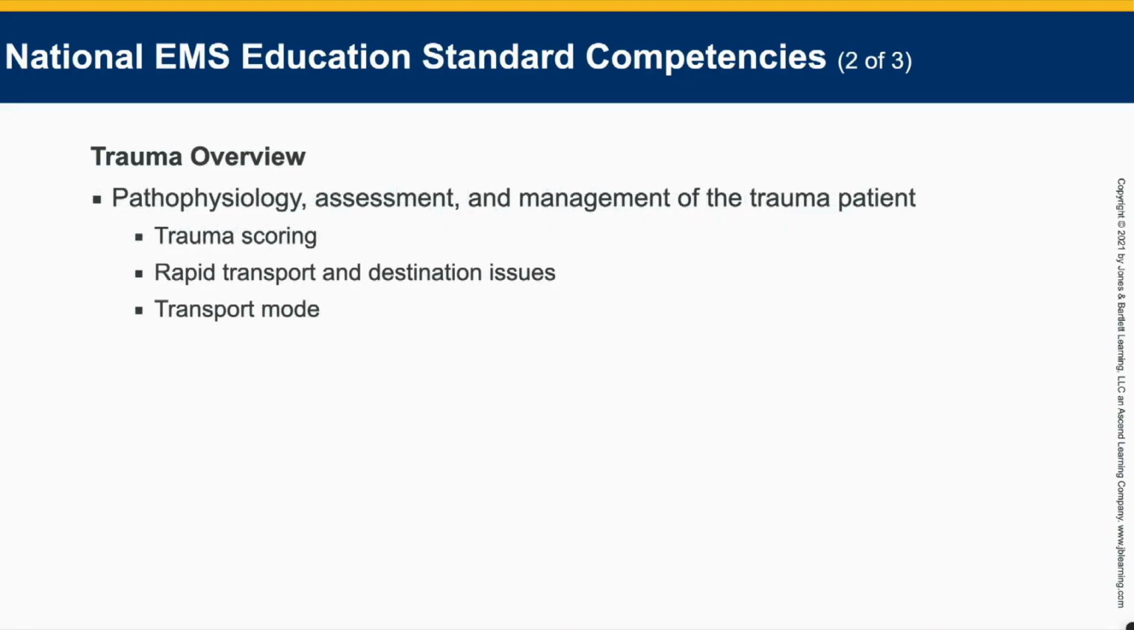Taking that a step further, this chapter is going to focus on the trauma overview, so the big picture of how we approach injured patients. You'll be learning the pathophysiology, assessment, and management of trauma patients. We'll also introduce things like trauma scoring, which helps determine how severe a patient's injuries may be. And we'll talk about transport decisions, because where you take the patient and how quickly you get them there can make a huge difference in their outcome. That includes choosing the right destination and even the right mode of transport, whether that's ground or air.